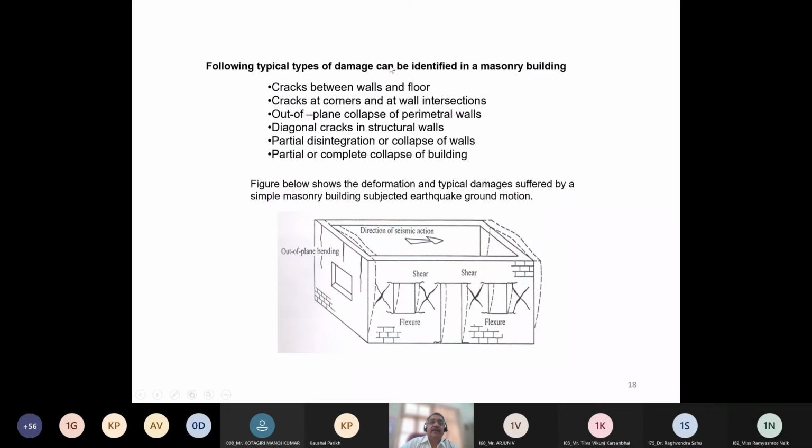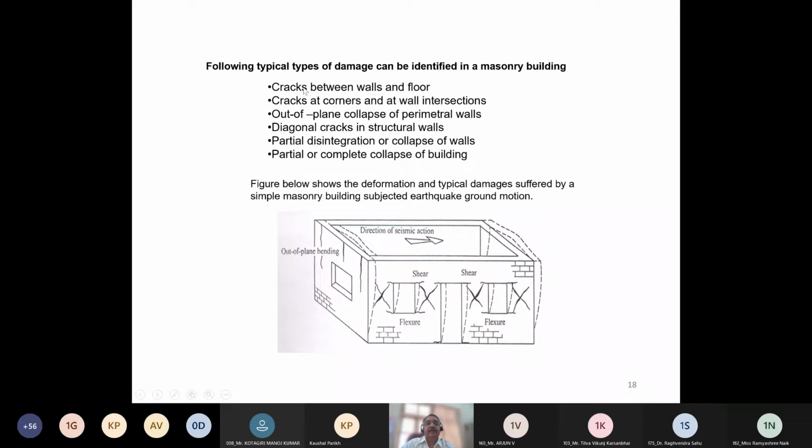Following typical damages can be identified in a masonry building. This is the direction of seismic action. So this is in-plane and perpendicular. Here we can see out-of-plane bending, out-of-plane bending, out-of-plane bending. Then these diagonal cracks or shear cracks, and then we can also expect wall fracture.